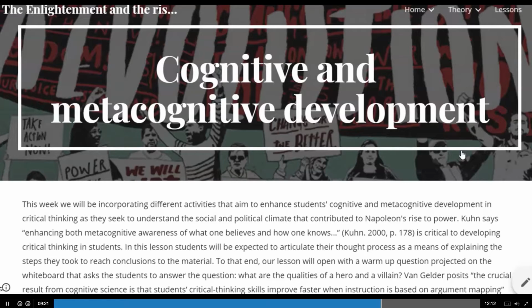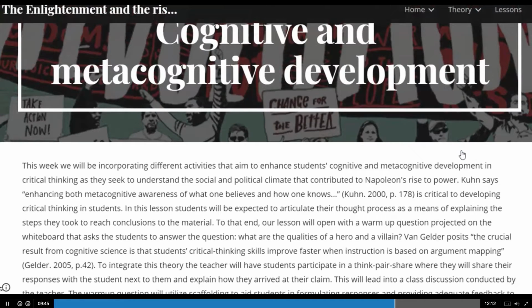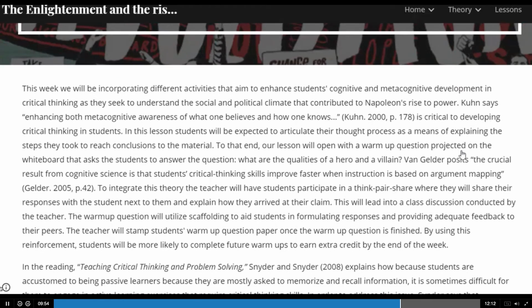And in the reading Teaching Critical Thinking and Problem Solving, Snyder explains how, because students are accustomed to being passive learners because they are mostly asked to memorize and recall information, it is sometimes difficult for them to engage in active learning exercises that require critical thinking skills. In order to address this issue, Snyder says that instructors should be aware of the students' initial resistance and guide them through the process to create a learning environment where students feel comfortable thinking through the answer rather than simply having an answer.